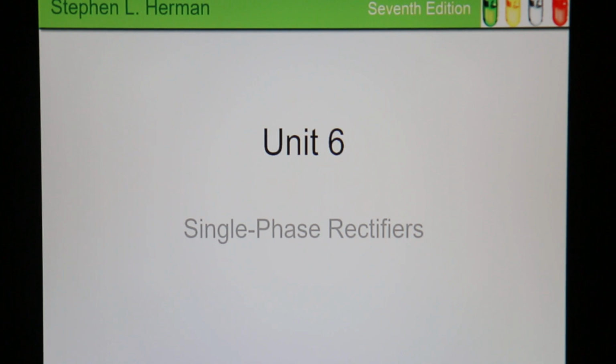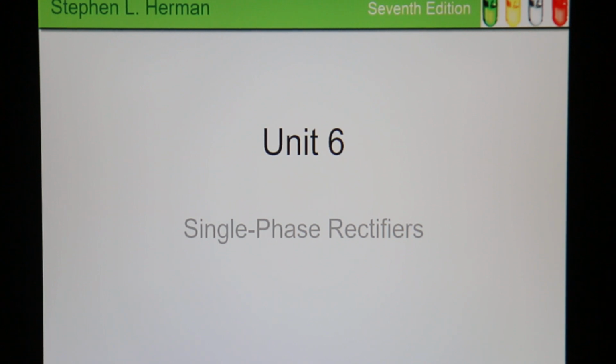I'm doing a lecture on Unit 6, single phase rectifiers. The purpose of a rectifier circuit, first of all, is to convert alternating current, which is sometimes called bidirectional current, into steady state or unidirectional, one direction, direct current. So really the difference when we say AC, that's alternating current, and DC is direct current. So we need rectifiers unless we're using batteries to get DC.